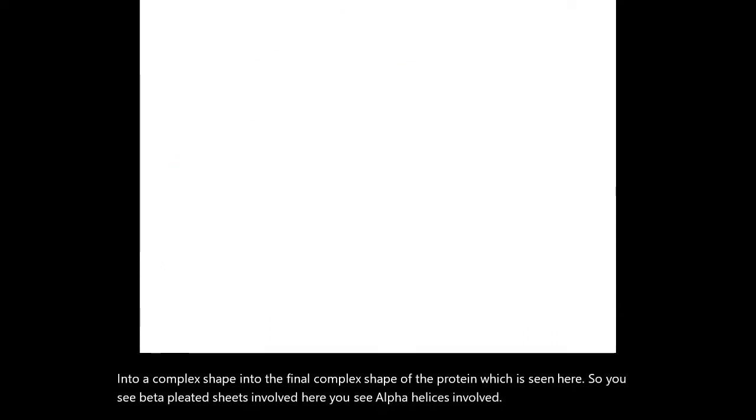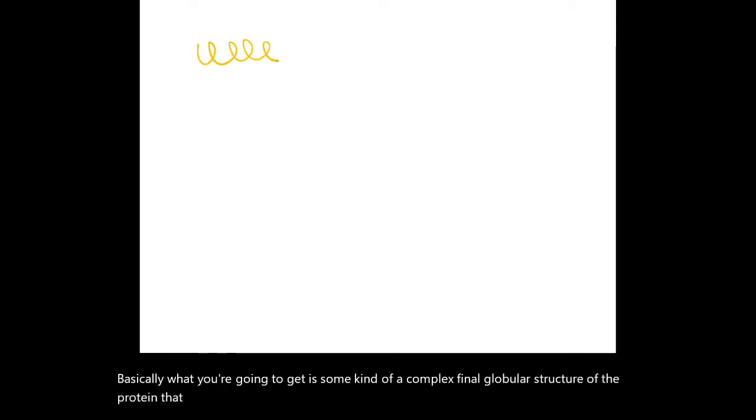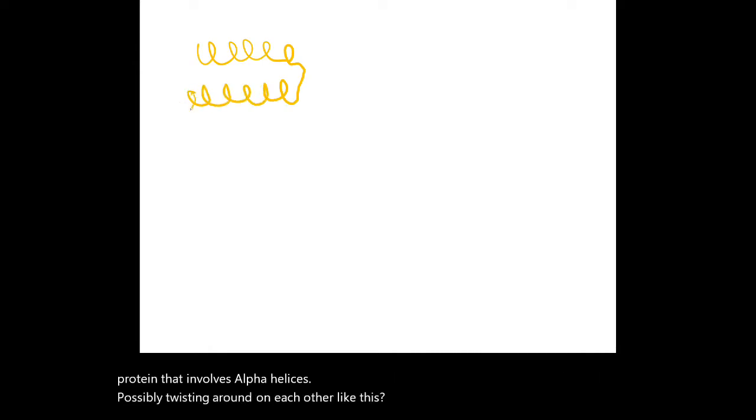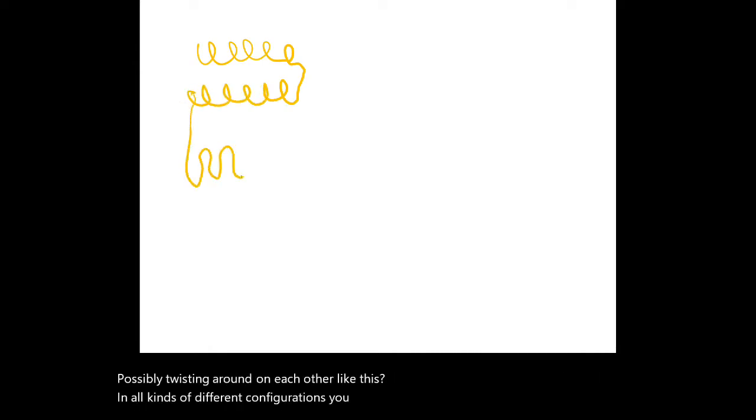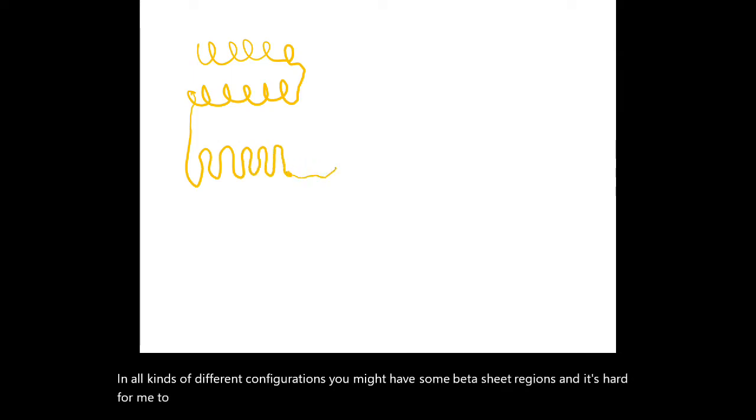Basically what you're going to get is some kind of a complex final globular structure of the protein that involves alpha helices, possibly twisting around on each other like this. You know, all kinds of different configurations. You might have some beta sheet regions. And it's hard for me to draw a three-dimensional aspect of it here, but you'll have both.